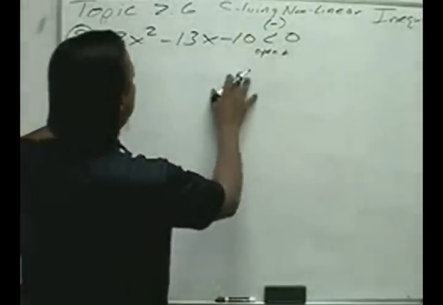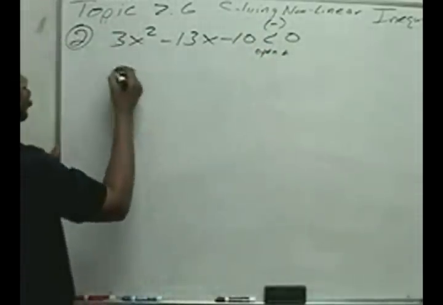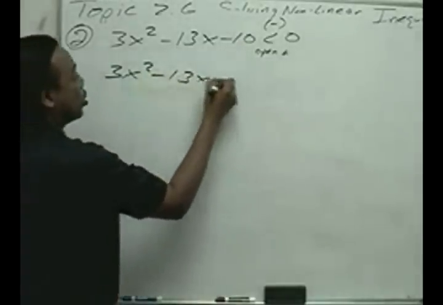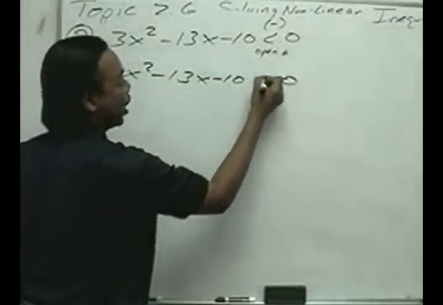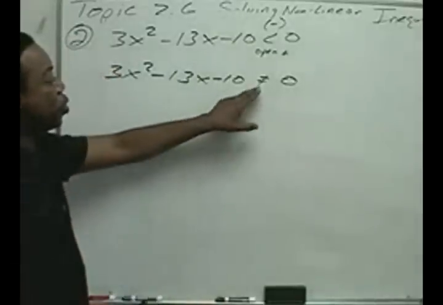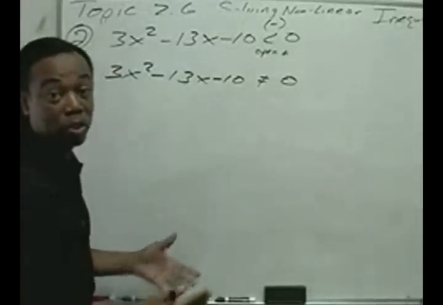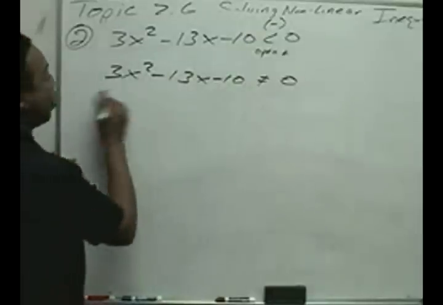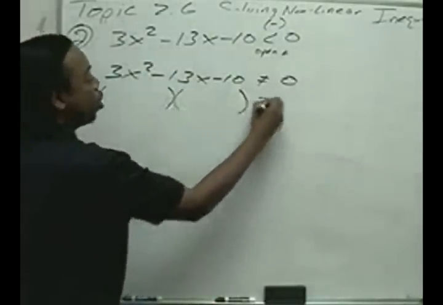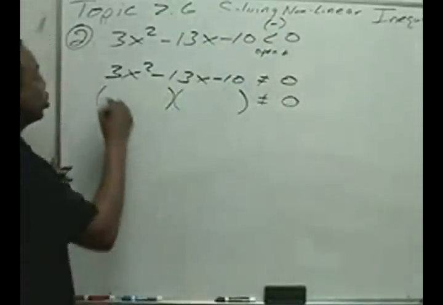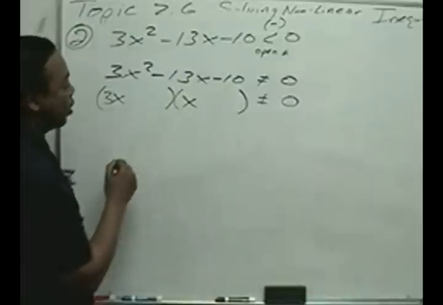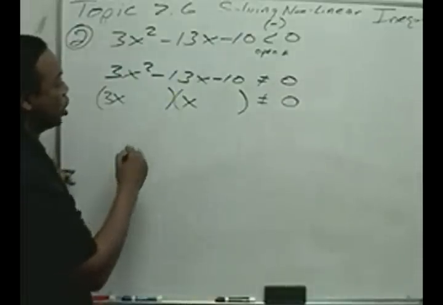All right, so let's solve this for 0. So 3x squared minus 13x minus 10, and it's actually not equal to 0, but it's going to solve the same. So even if you keep this as an equal sign, don't worry about it. It's still going to solve. I'm going to solve this by factoring this into two binomials. So this will be 3x times x for 3x squared. And let's factor 10 into 2 times 5.